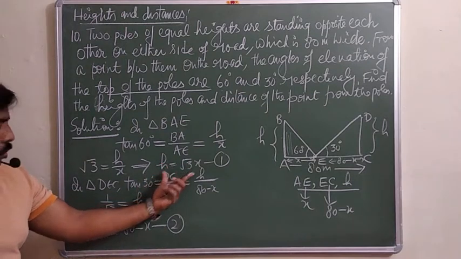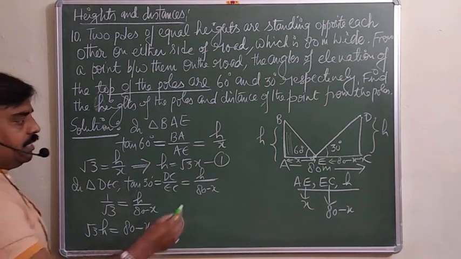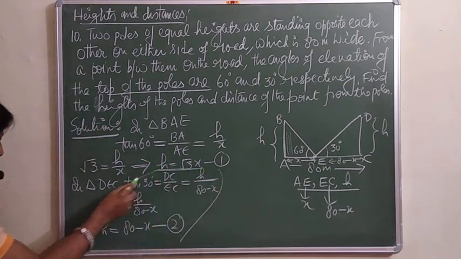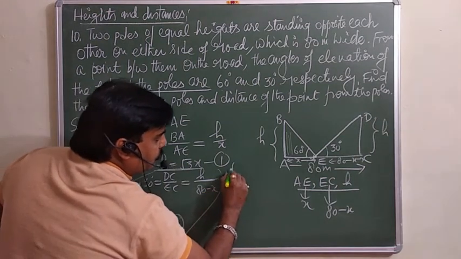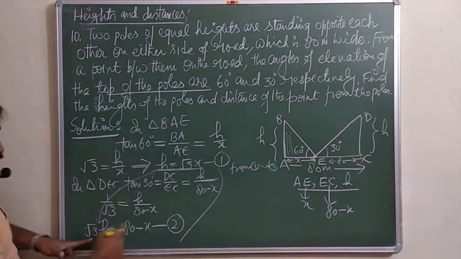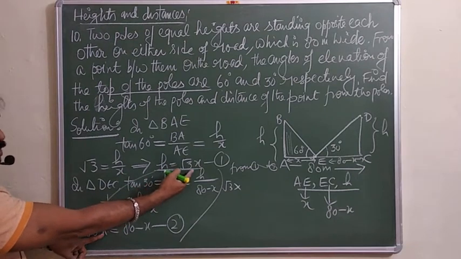Now you must solve these two equations. You can find out x as well as H. See now, this H is equal to root 3 x. You put it here, in this one only. So you will get the value of x. So from equation 1 and 2, you are going to put root 3 H is equal to root 3 x. We are going to put the value of this one.